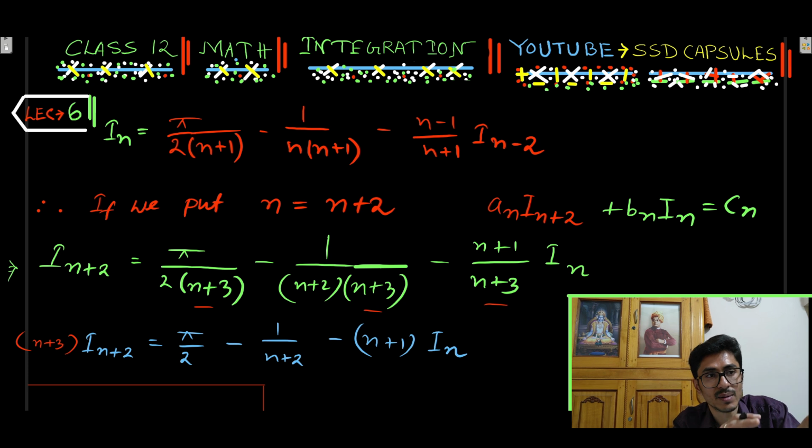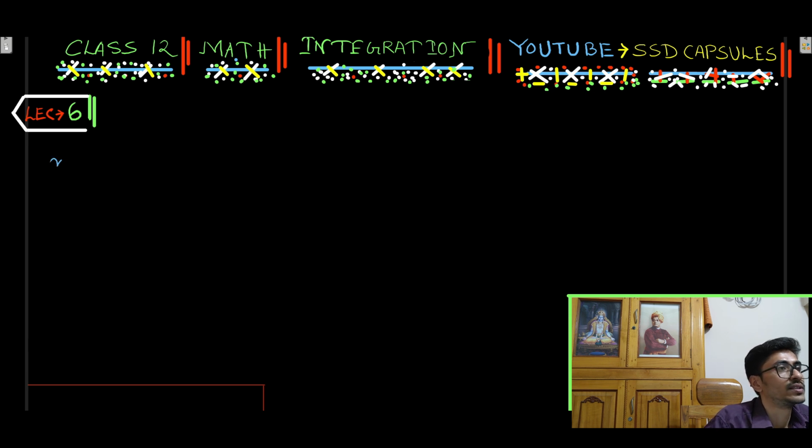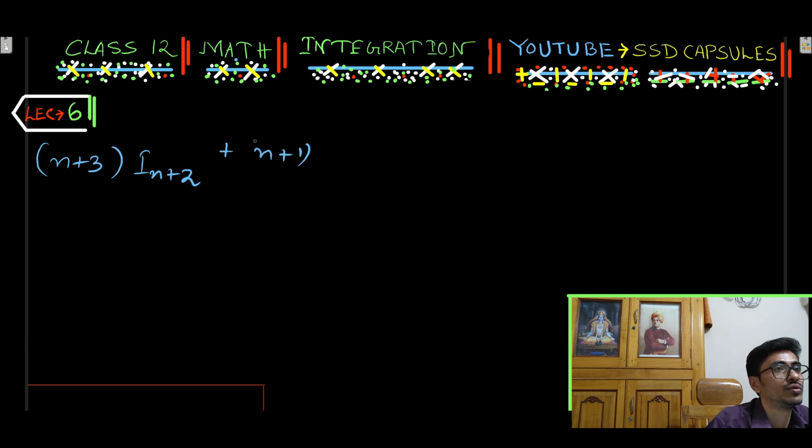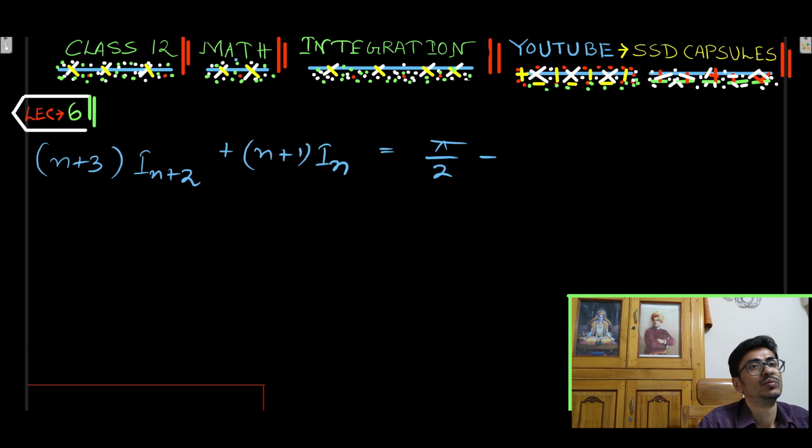If we take this (n plus 1) I_n part from the right hand side to the left hand side, what we have in our hand is (n plus 3) I_(n plus 2) plus (n plus 1) I_n equals pi by 2 minus 1 by (n plus 2).